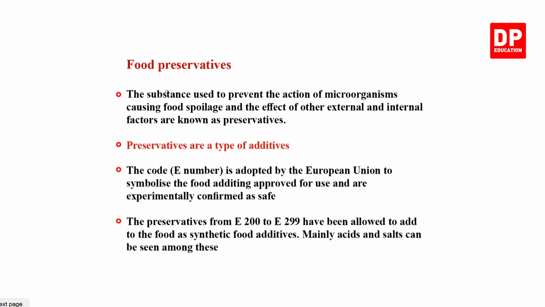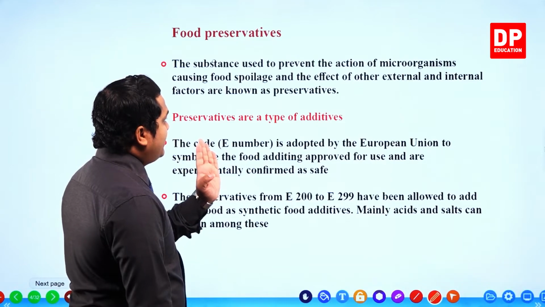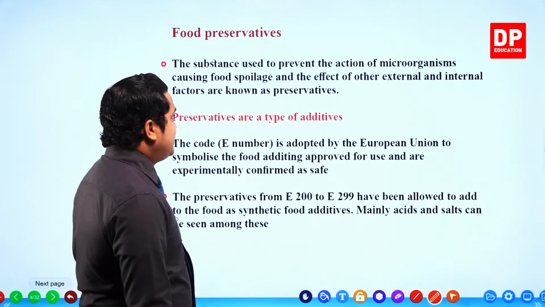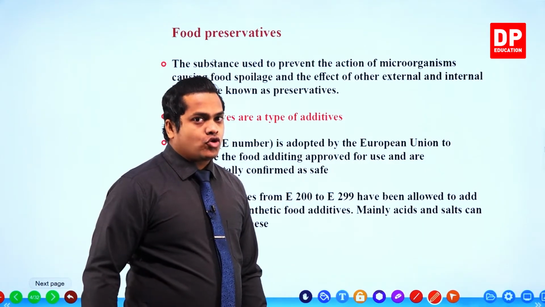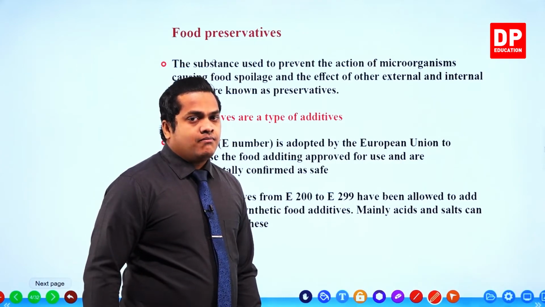Right then. So, once again given a topic, food preservatives. Substances used to prevent the action of microorganisms causing food spoilage and the effect of other external and internal factors are known as preservatives. So, a preservative means a substance that can prevent the action of microorganisms. The action of microorganisms can be reduced by adding preservatives.